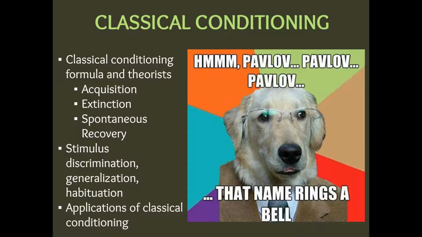All right, so classical conditioning. There's the formula, there's theorists, but essentially the idea is that there are three pieces of classical conditioning. There's acquisition, where a behavior is learned, right? There's extinction, where you forget the behavior, and then there's spontaneous recovery, where it comes back, right? There's also the word stimulus we need to know, stimulus discrimination, there's generalization, habituation, and we're going to explain all of these things as we go. And then we have the applications of classical conditioning, what we can actually do with it, right? Because it's not enough to just have this thing, right? There's a purpose to it.